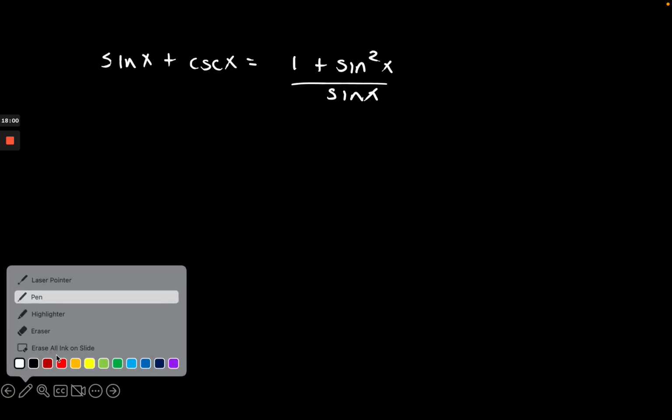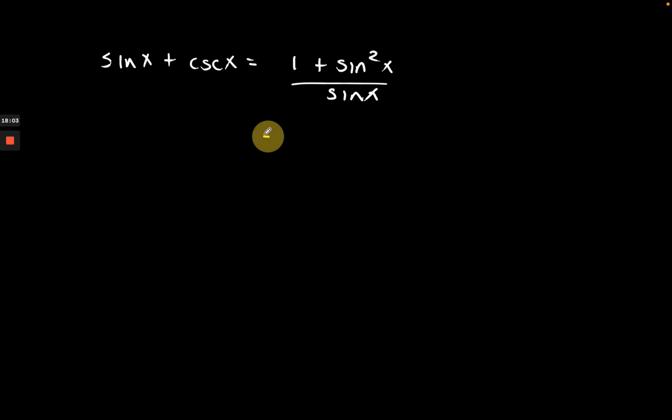Okay, the last one on your homework was sine x plus cosecant x equals 1 plus sine squared x over sine x. All right, so this time I'm going to work with the right side. What I'm going to do is separate these. I'm going to rewrite this as 1 over sine x plus sine squared x over sine x.